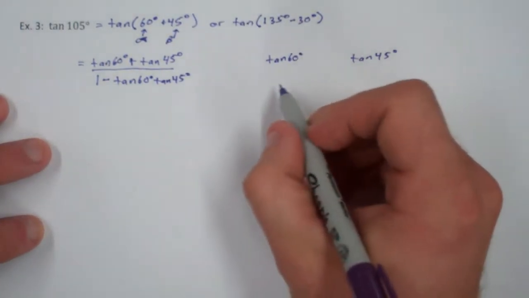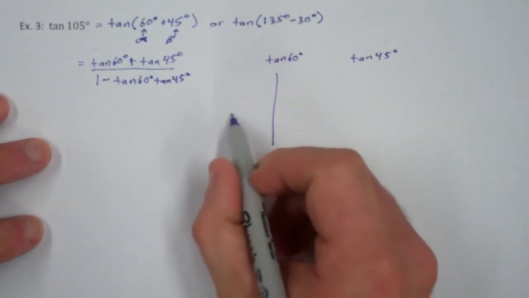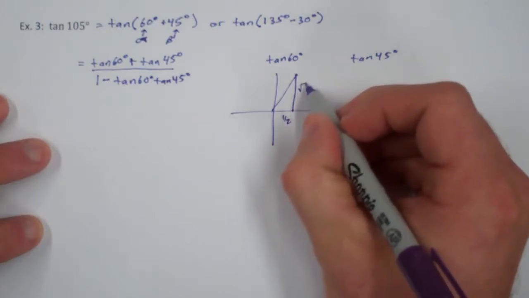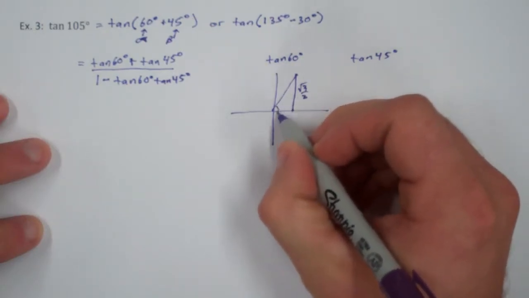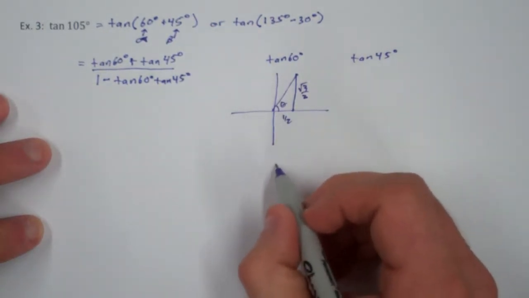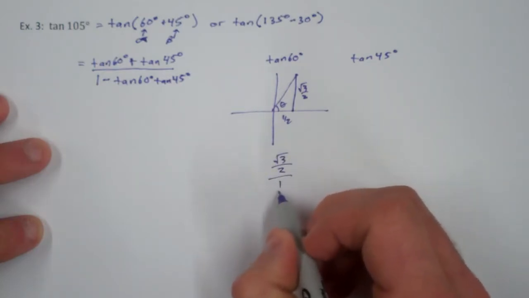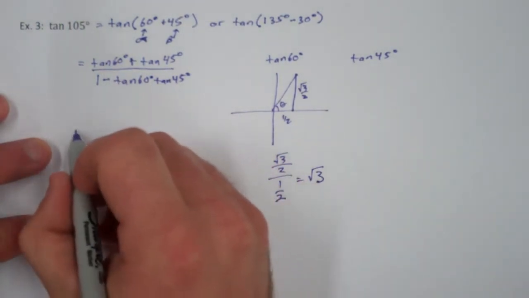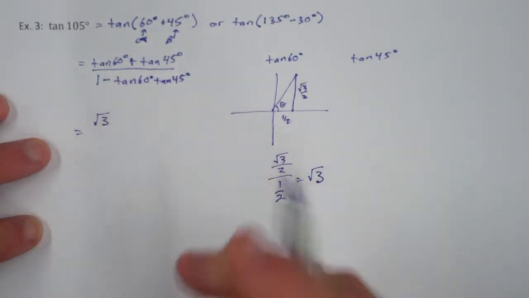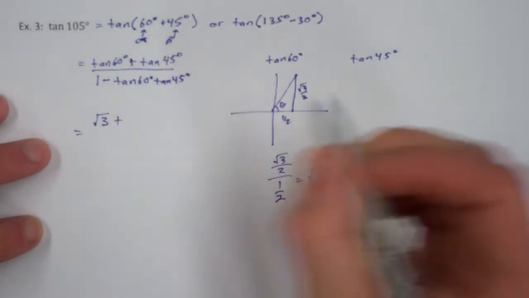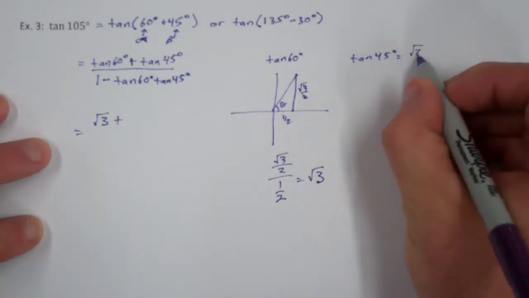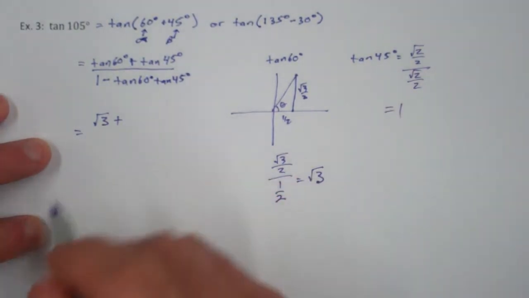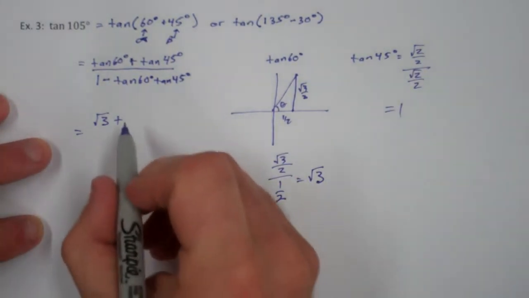So the tangent of 60, if we think about that with a reference triangle, here's 60. This is 1/2, this is root 3 over 2, and here's your angle theta. So we need root 3 over 2 over 1/2, which is just root 3. So that's the value that we're going to use here. As a matter of fact, we can even start with that. And then we're going to have a plus sign. The tangent of 45 degrees is just root 2 over 2 over root 2 over 2, which is 1. And you can verify these if you'd like with your calculator.